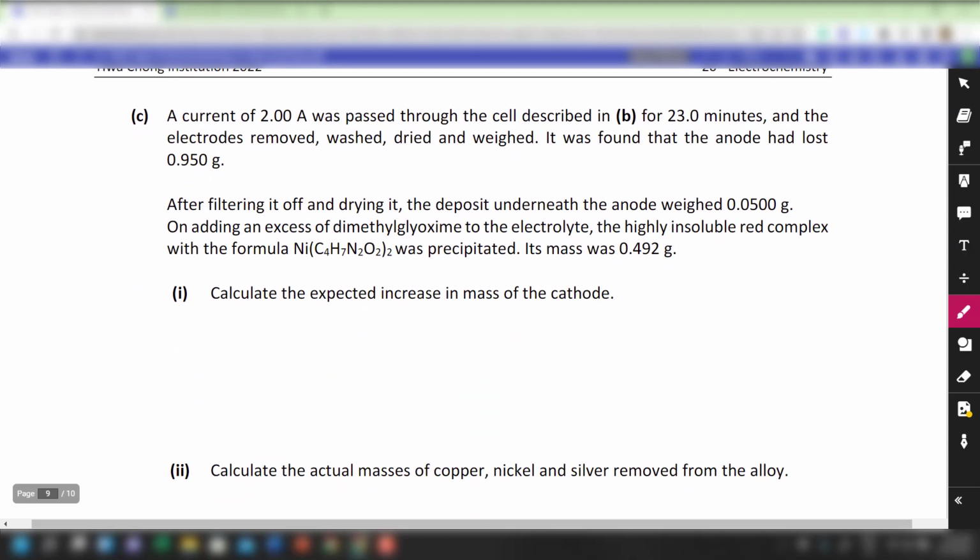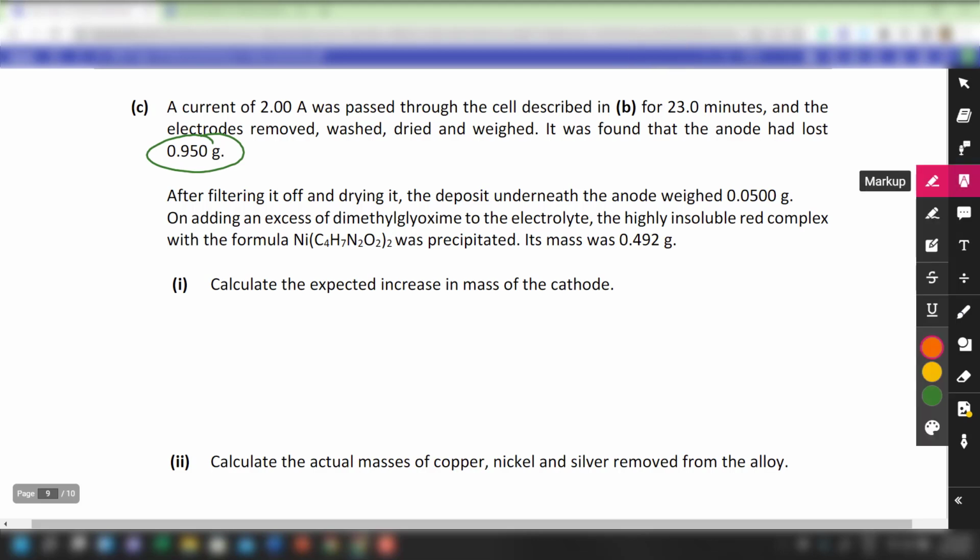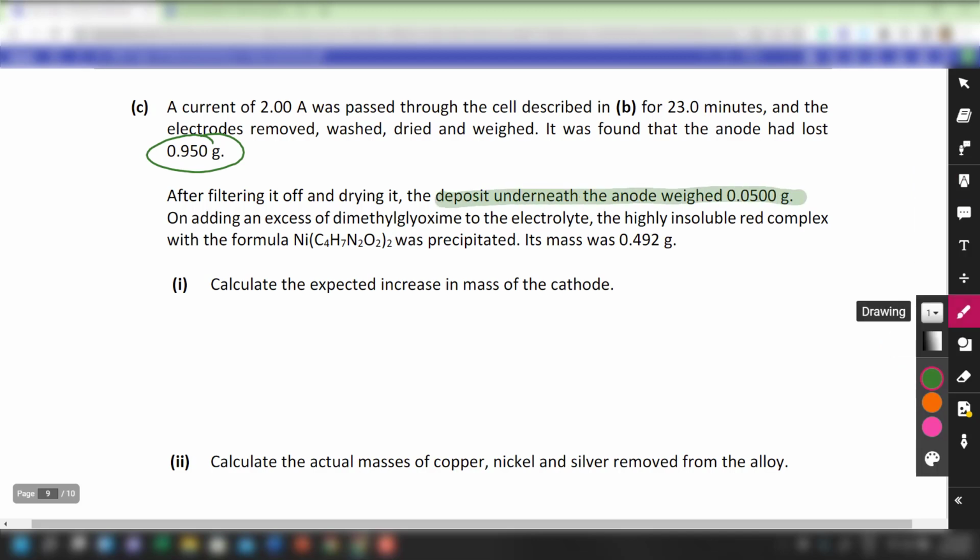Then for part C, a current of 2.00 ampere was passed through the cell described in B for 23.0 minutes, and the electrodes were removed, washed, dried, and weighed. It was found that the anode had lost 0.950 gram. After filtering it off and drying it, the deposit below the anode weighed 0.05 grams. This is extremely important information, because it tells us that the anode sludge weighed 0.05 grams. So this is the silver. Then on adding an excess of dimethylglyoxime to the electrolyte, the highly insoluble red nickel complex was precipitated. Its mass was 0.492 grams.